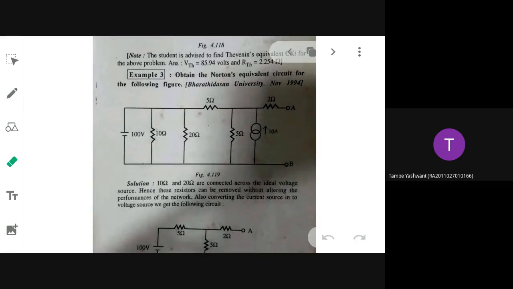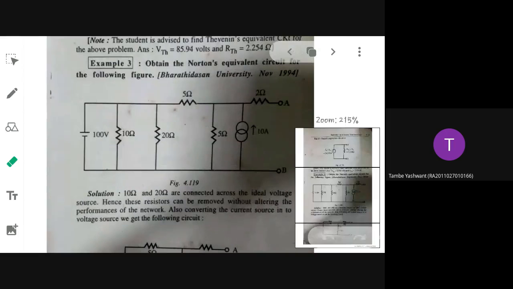That is the question. Now they say that there is a voltage source here which they are considering to be an ideal quantity. Across it, what resistances are connected? There is a 100 volt source which is assumed to be a very ideal one, but it is connected in parallel across two resistors. What are the two values? 10 ohm and 20 ohm are connected exactly in parallel with that ideal voltage source.